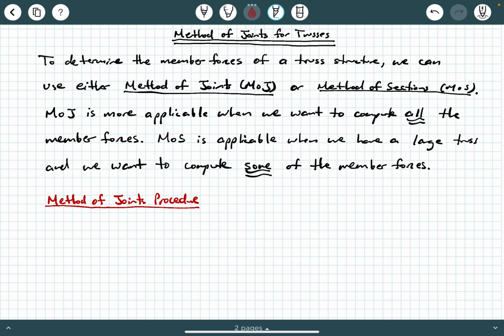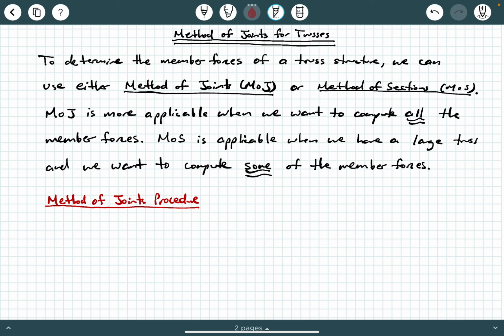In order to determine the member forces of a truss structure, we can use one of two methods. In fact, we could use both methods in tandem, which we'll talk about in a later video. But those two methods are method of joints, which we abbreviate MOJ, and the other method is method of sections, which we abbreviate MOS.